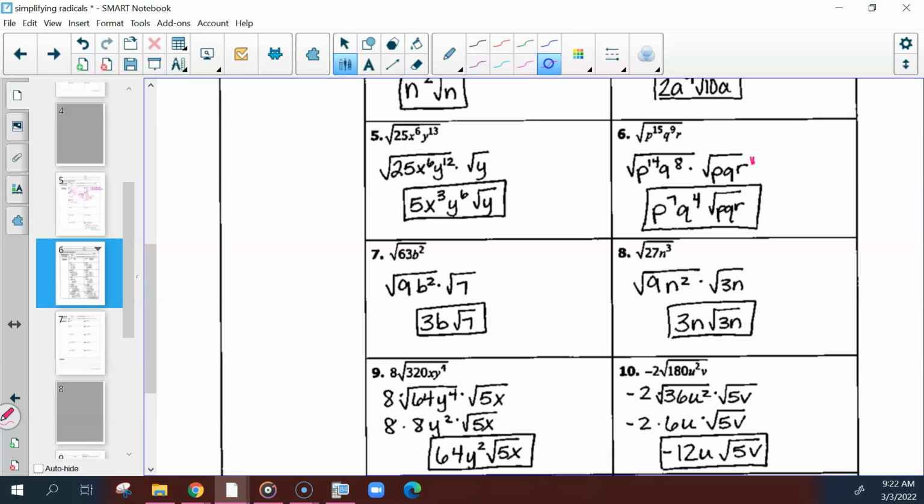So if we're thinking of all of our different rules, we can divide 1 by 2. 2 doesn't go into 1 evenly. So because of all of those things, R would stay on the inside. Yeah, so if it doesn't have an exponent, it's assumed to be 1, and it would stay on the inside.